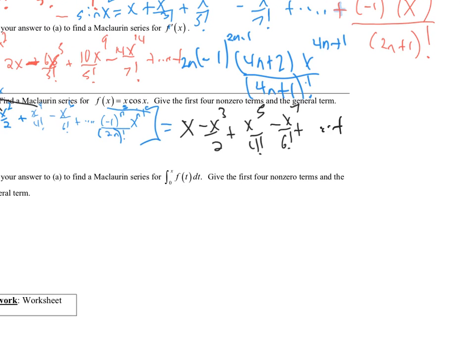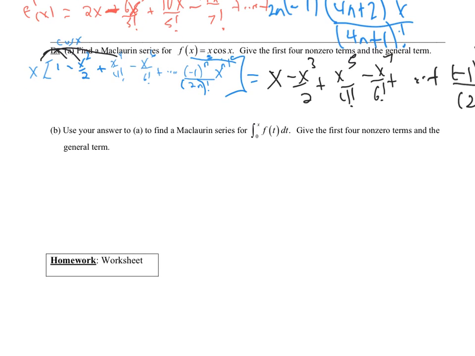The hard part's always that general term. Minus 1 to the n doesn't change, but it was x to the 2n over 2n factorial. You're multiplying it by another x. That gives it an x to the 2n plus 1 over the 2n plus 1 factorial.